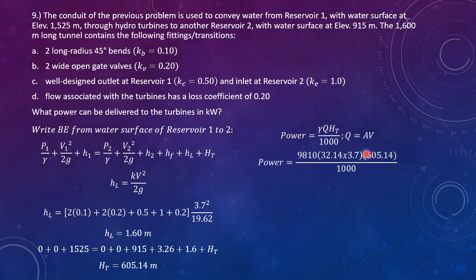Substituting, gamma of water is 9,810 newtons per cubic meter. Discharge is equal to area times velocity, wherein from the previous problem, the area is 32.14 square meters and the velocity is 3.7 meters per second. And HT is 605.14 meters, all over 1,000. Therefore, the power is equal to 705,947.60 kilowatts. Final answer.